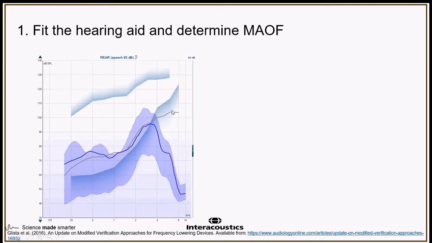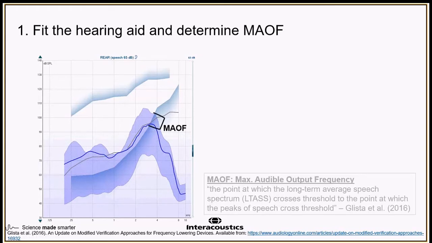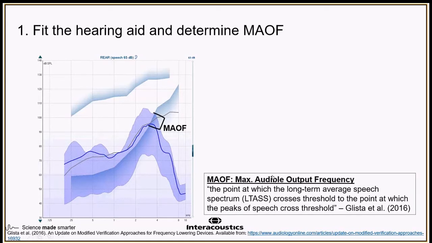We can see as well that in these higher frequencies, the patient's threshold is not stimulated above 4 kilohertz. And that's because this is that area of dead region. Now, our MAOF is this region here, and it's identified and defined to be the point at which the long-term average speech spectrum, this dark blue line, crosses the patient's threshold, up to the point at which the peaks in the signal, which is this area here, cross the patient's threshold as well.